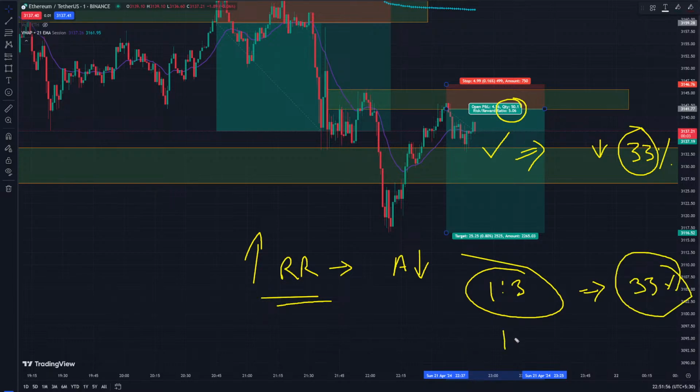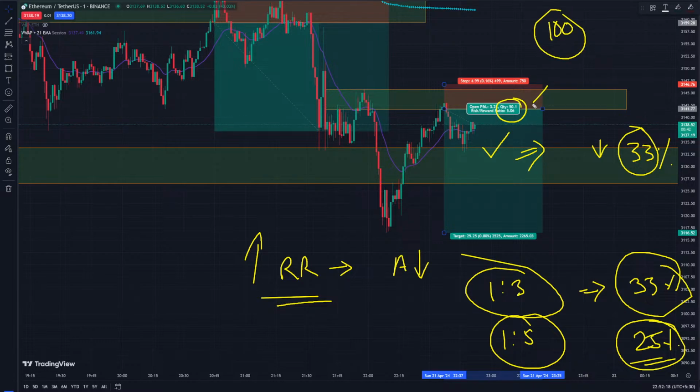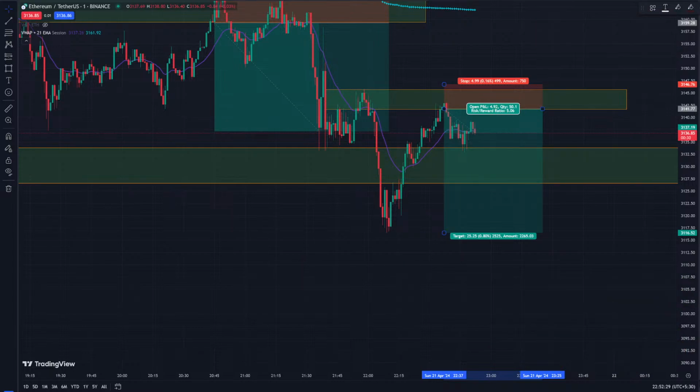And now you're targeting a trade of 1 is to 5. So to be exact, if you divide 100 by 5, it will be around 25. So the chances of this succeeding are only 25%. It means if you take 100 trades like this, then only 25 trades will be successful. So I hope I am making some sense here. I hope I'm not boring you.